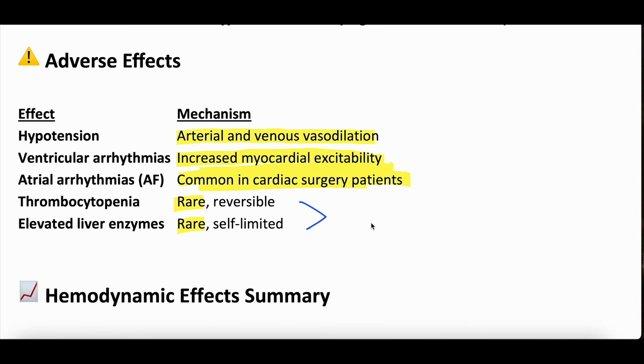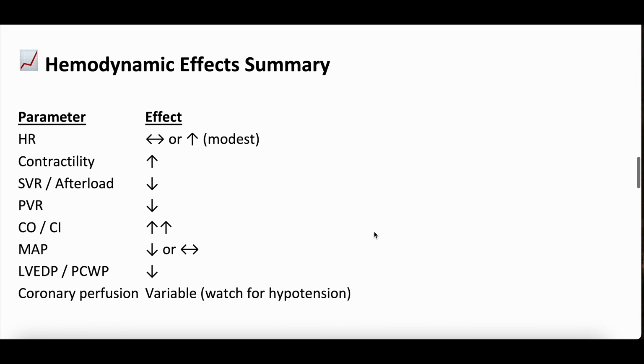Now, more likely it's from something like hypoperfusion or shock or what have you, but just things to note. What's the hemodynamic effect of Milrinone? So heart rate is less affected by Milrinone than it is by Dobutamine. You might have a little bit of increase in heart rate, but not much. It does not have much chronotropic effect. You will get an increase in contractility.